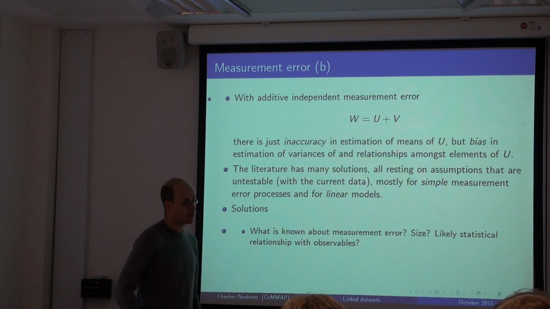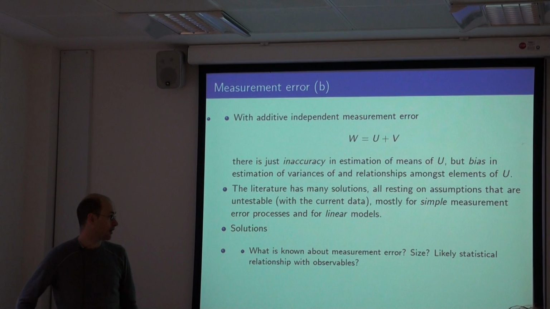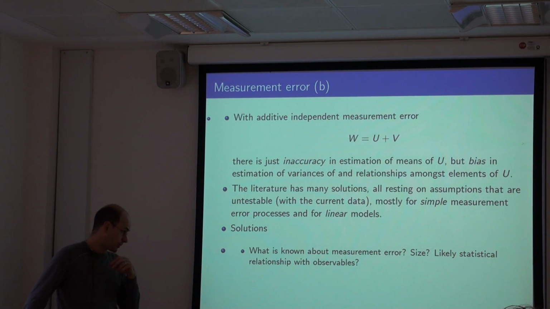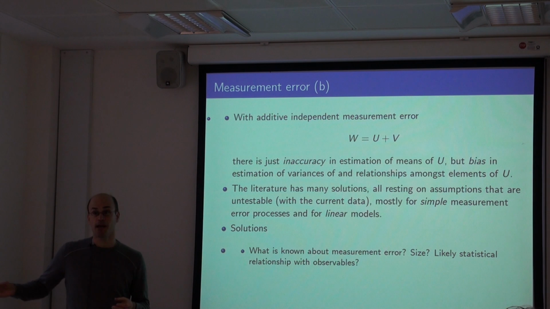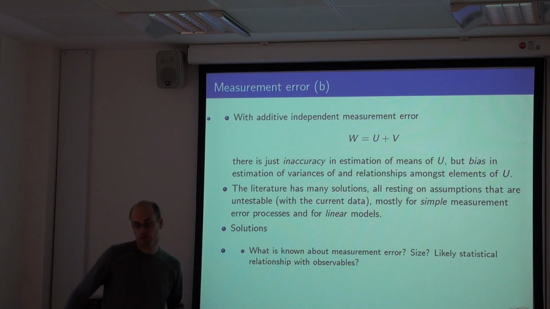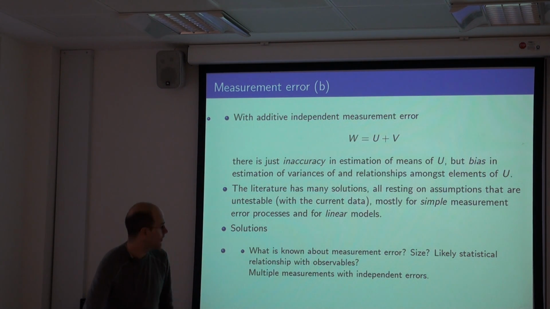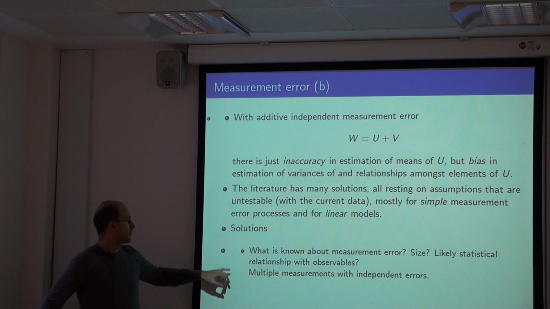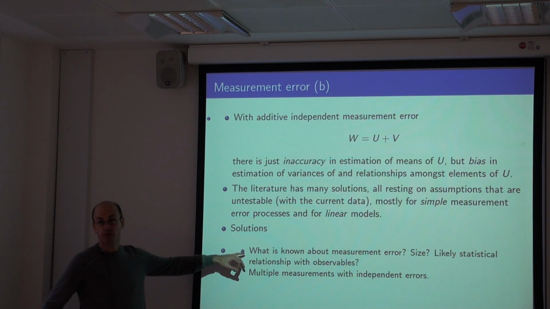In practice, what should you do? You're doing some analysis with some data. The first thing you need to think through is what is known about the measurement error in the data, both in the simple survey and in the linked survey. Is there anything known about the size of the measurement error, or anything known about the statistical relationship between the measurement error and not the observed variables, but the variables of interest? If there's information known, there are things you can do.